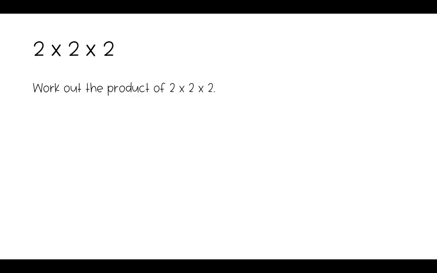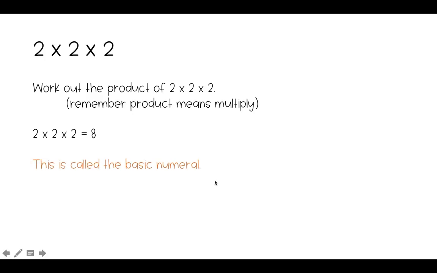So what I want us to do now is work out the product of 2 times 2 times 2. Now, product means multiply. So 2 times 2 times 2 equals 8. And we call this the basic numeral. Now, there's a reason I'm saying this to you, and it'll make sense in a minute.